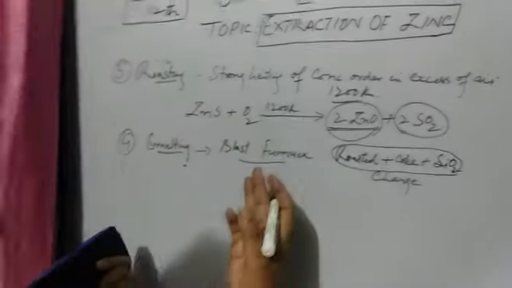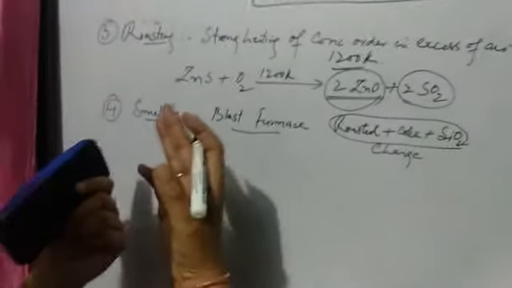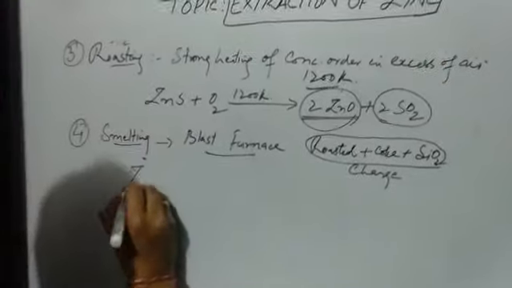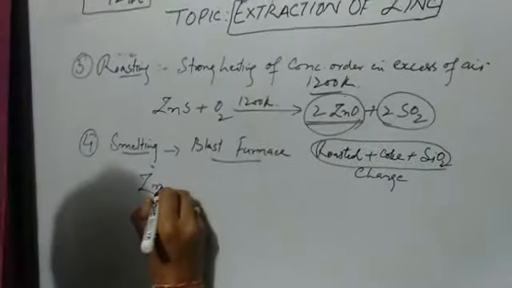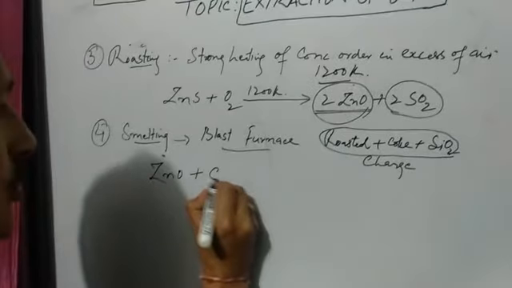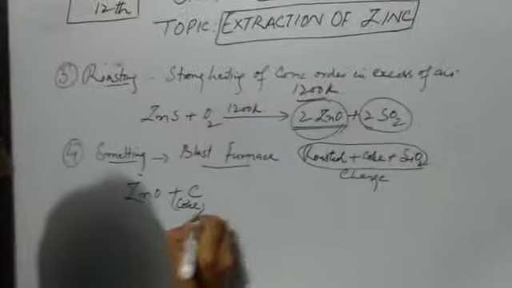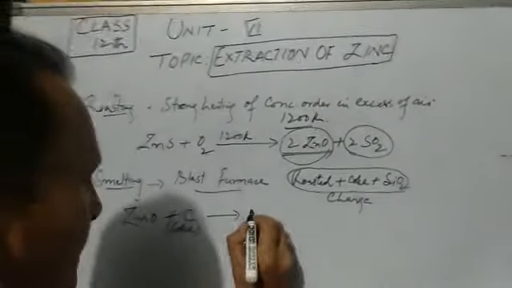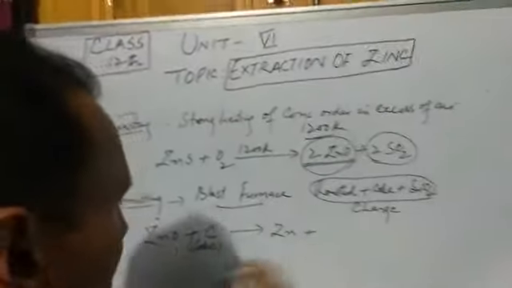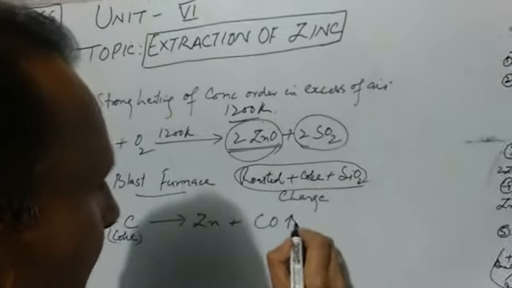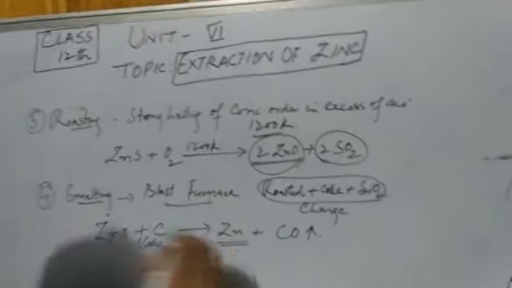So what happens in the blast furnace in smelting? Actually reduction takes place, and this zinc oxide combines with coke, which is part of the charge, forming Zn. And this oxygen combines with carbon to form carbon monoxide. This is a gas. So as a result, we get zinc.